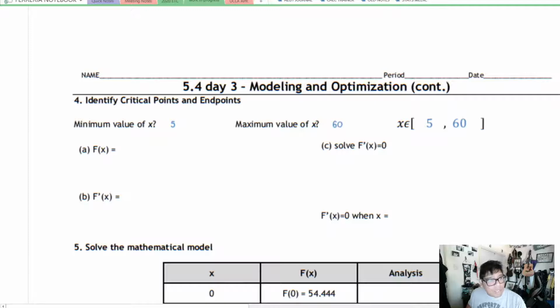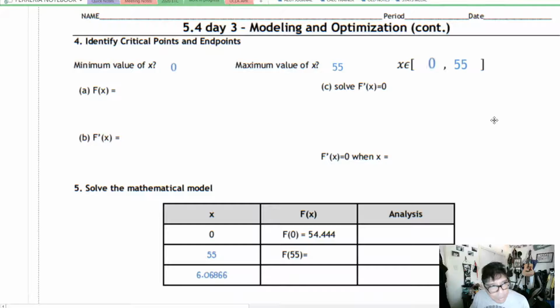Okay, the minimum value of x is 0, the maximum value of x is 6, the minimum value is 5, and the maximum value of x is 60. Actually, those numbers sounded wrong to me. The minimum value of x should have been 0, and the maximum value of x is going to be 55. So x has to be between 0 and 55.